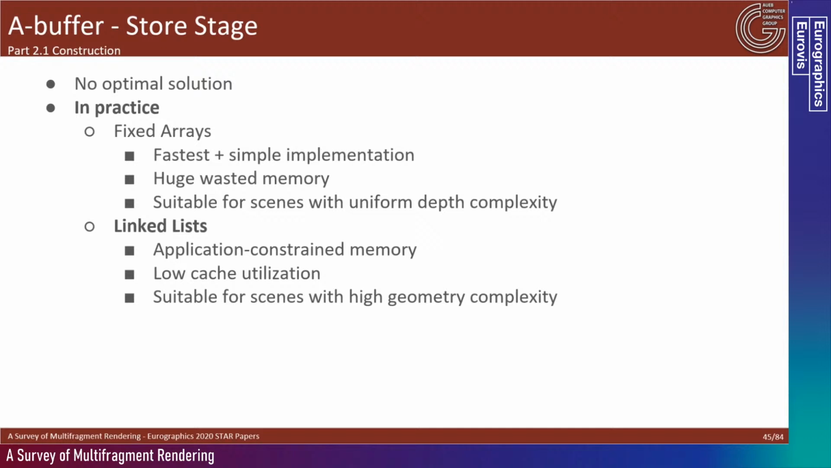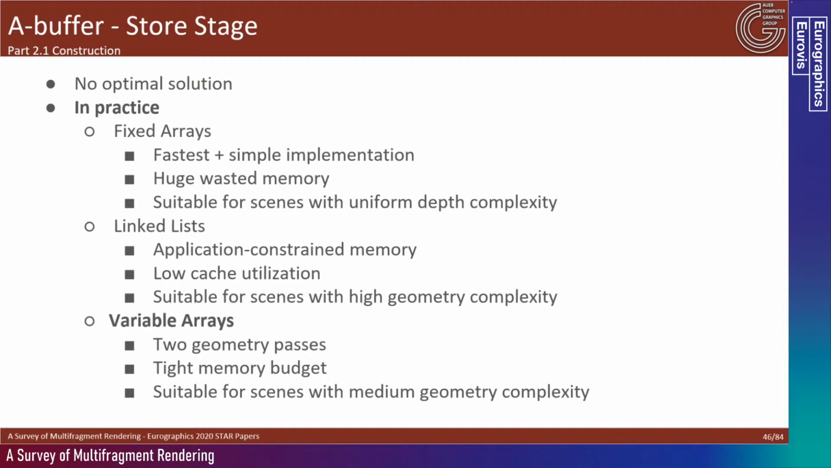Traditional linked lists can accommodate more complex environments at the same memory budget by trading tighter memory allocation with less efficient cache utilization. Finally, variable size arrays are the most elegant and are preferred for applications with stricter memory budget. However, due to the extra geometry pass required, they're not the optimal choice for environments with high geometric complexity.